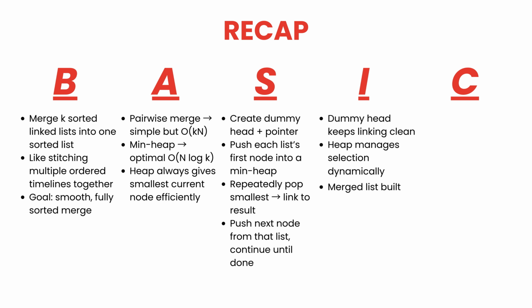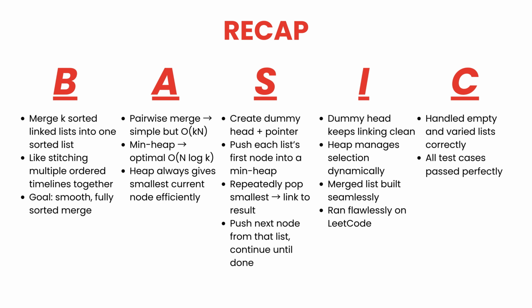We followed that blueprint exactly: dummy head for clean linking, heap for selection, steady pointer movement, and ran the solution on LeetCode without any errors. On the example 1->4->5, 1->3->4, 2->6, the heap produced the merged order 1, 1, 2, 3, 4, 4, 5, 6. Additional cases, including empty inputs, passed as expected.